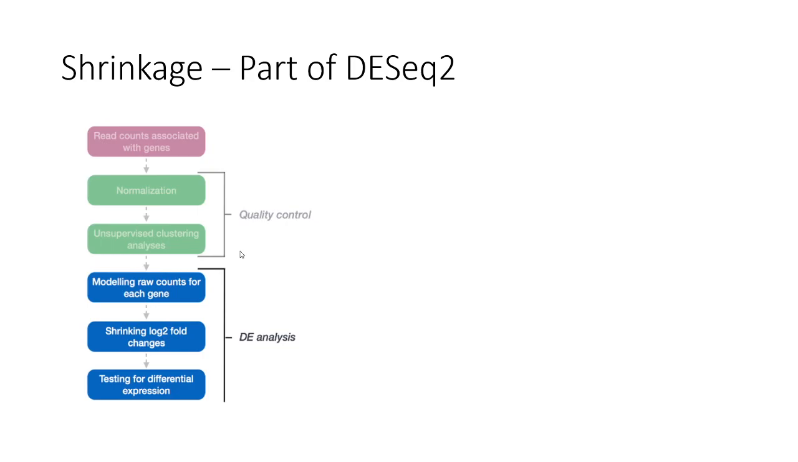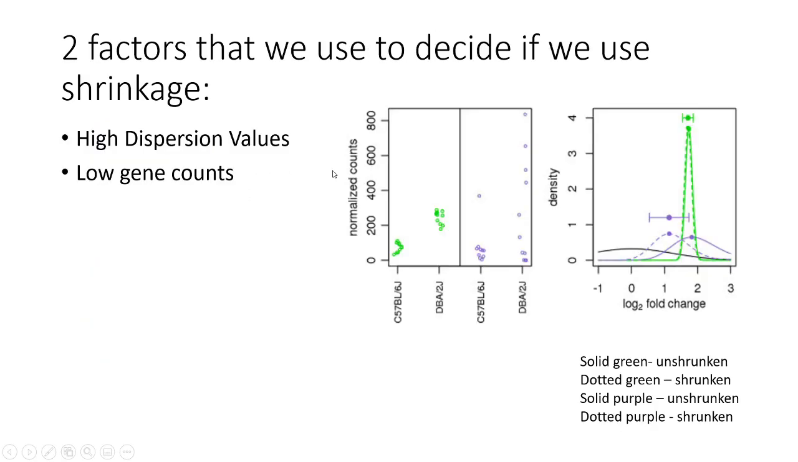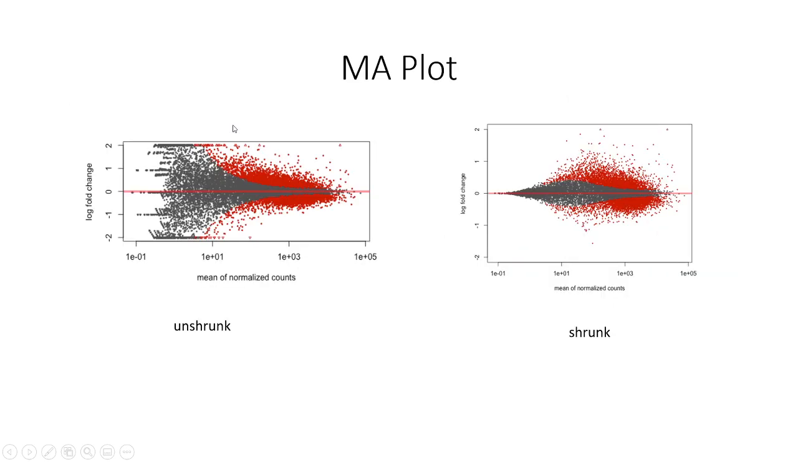Shrinking is a thing we do which improves the accuracy of DESeq2. There are two factors to decide whether we want to do some shrinking or not. But first, let me just show you what shrinking does to data.